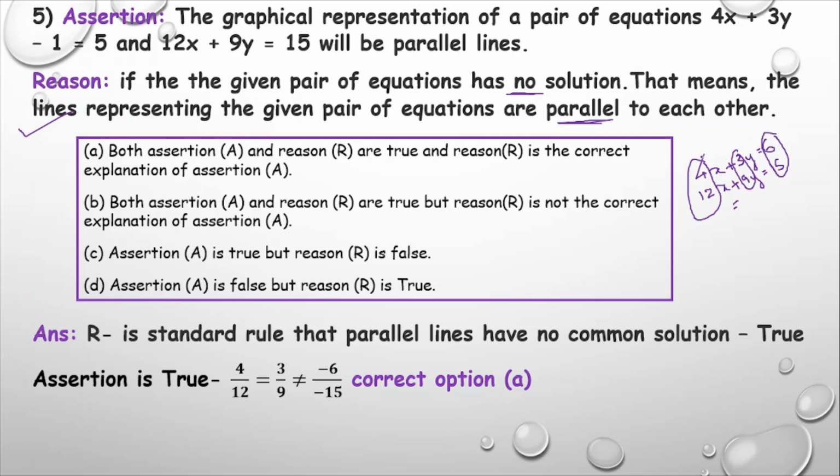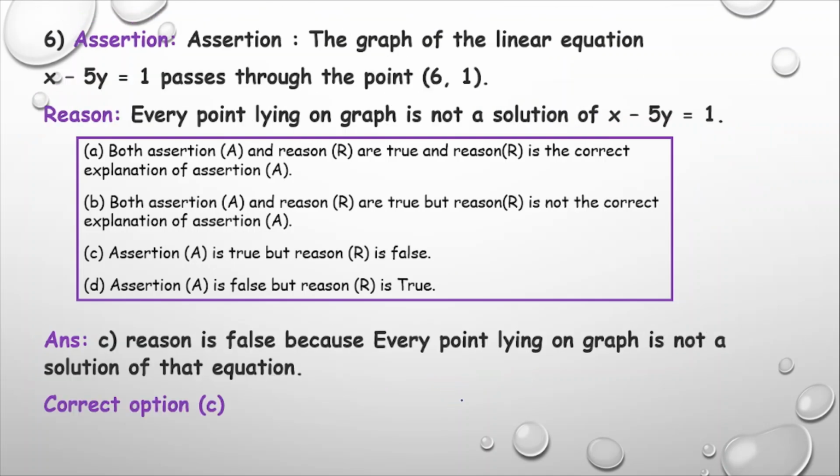Here, in these two pairs, you are getting 1 by 3. But in the constant part, you are getting 2 by 5. It is not equal. When A1 by A2 equal to B1 by B2, which is not equal to C1 by C2, it means it is a parallel line. Parallel lines mean no solutions. Yes, the assertion is also a correct statement, and both are talking about parallel lines, so they have a connection. The reason is explaining the assertion, so we go for correct option A.